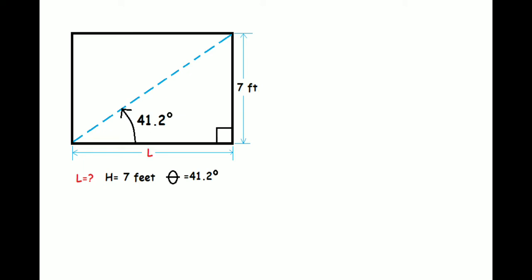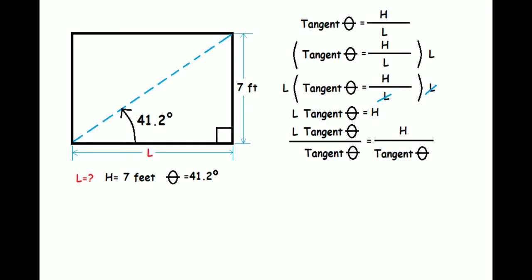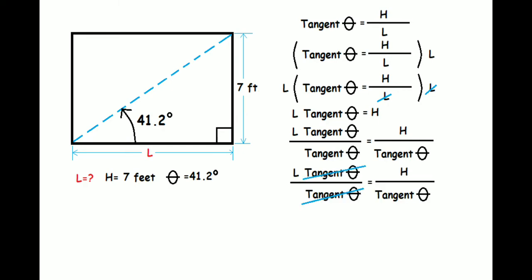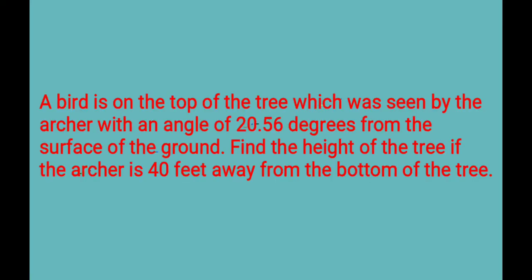The height shown is also opposite to the aforementioned angle. Thus, the equation will be tangent theta is equal to height represented by h over the unknown length represented by L. To find the value of L, first multiply both sides by L then divide both sides by the tangent theta. The equation will now become L is equal to h over tangent theta. Since the height is 7 feet and the angle is 41.2 degrees, the length of the flooring is equal to 7.99 feet.